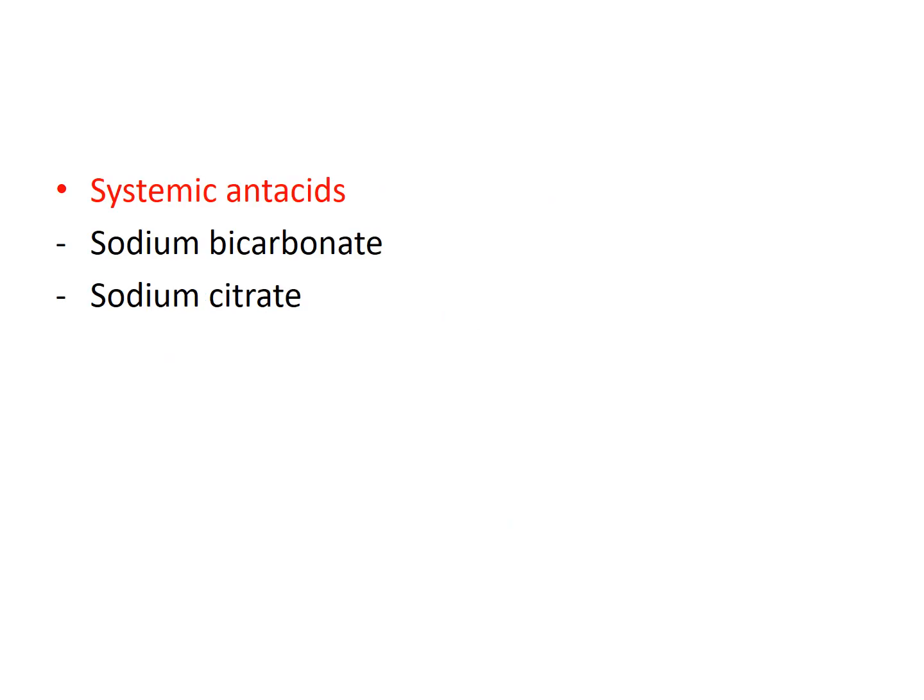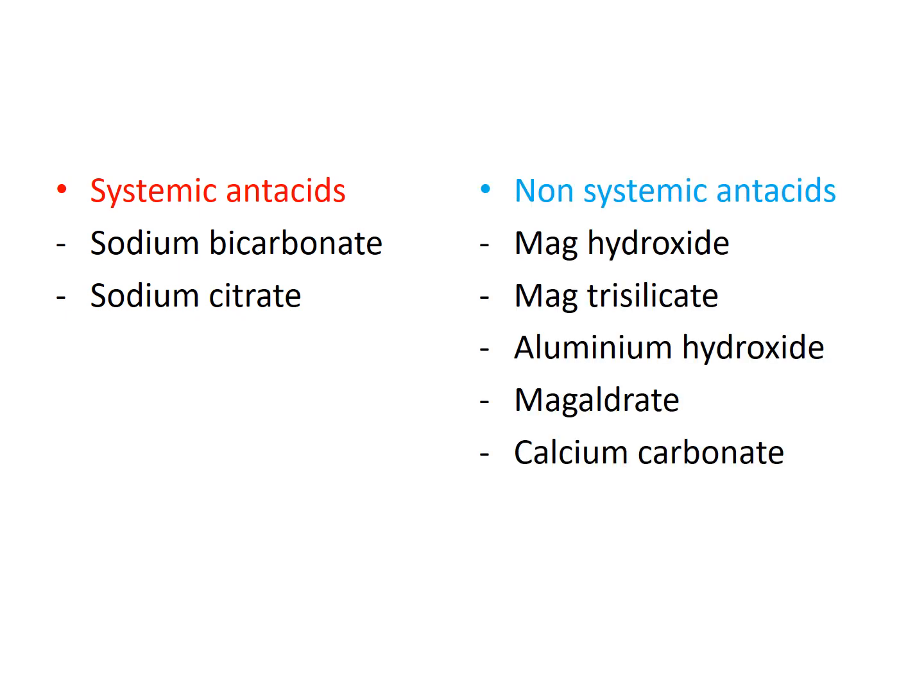And when we divide these antacids, we have two groups. One is systemic antacids. It includes sodium bicarbonate and sodium citrate. The second group is non-systemic antacids, which includes magnesium hydroxide, magnesium trisilicate, aluminum hydroxide, magaldrate, and calcium carbonate. Systemic means they will be given as intravenous injections. Non-systemic means they will be given by the oral route.